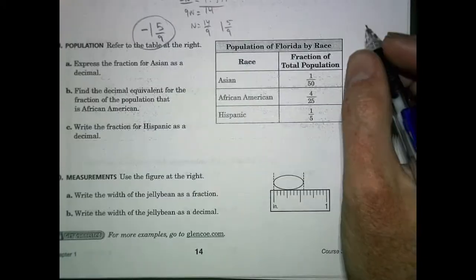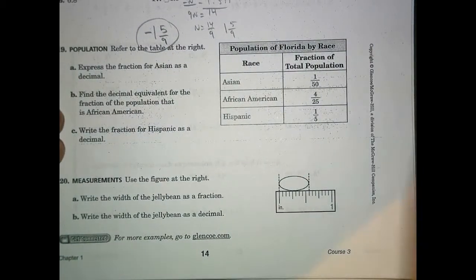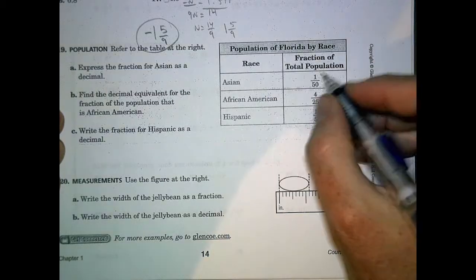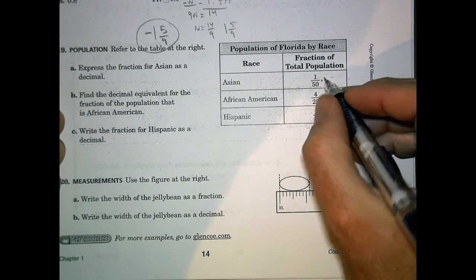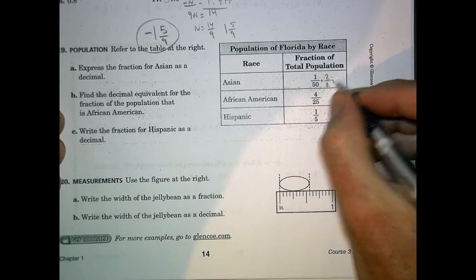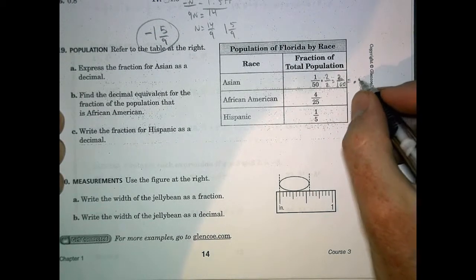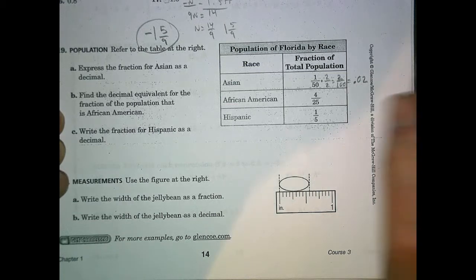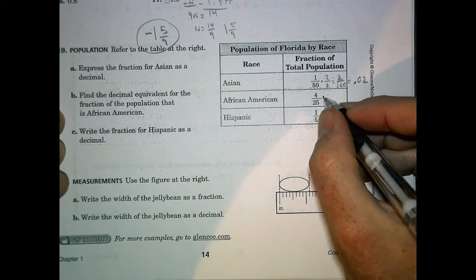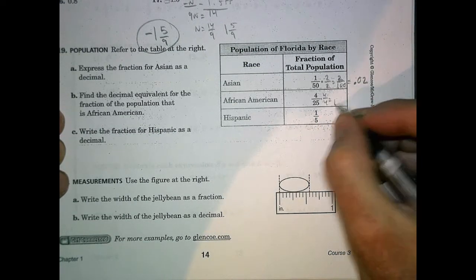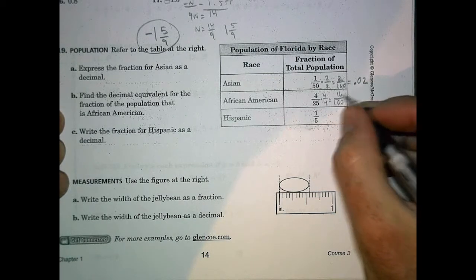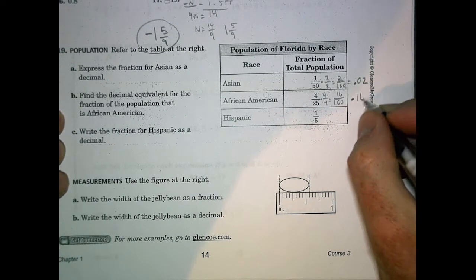Number 19, express the fraction for Asian as a decimal. Okay, so I'm going to turn that into 100 by multiplying top and bottom by 2. So I have 2 over 100, so 0.02. African American, I'm going to multiply top and bottom by 4. So I have 100 on the bottom. 4 times 4 is 16, so I have 16 hundredths.